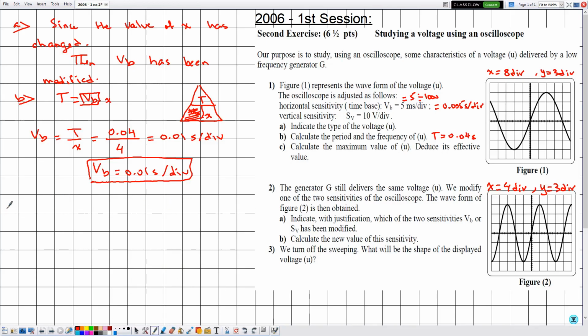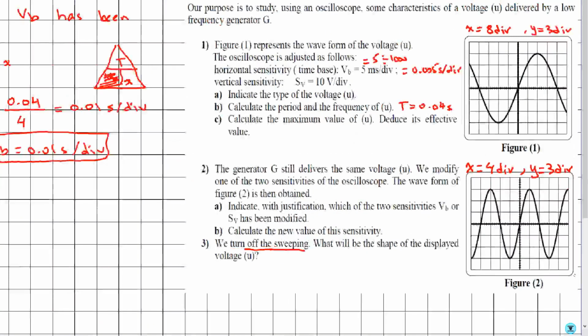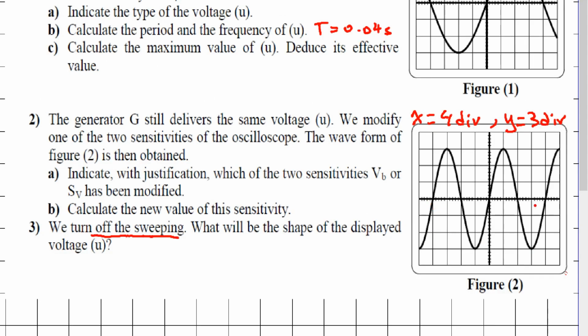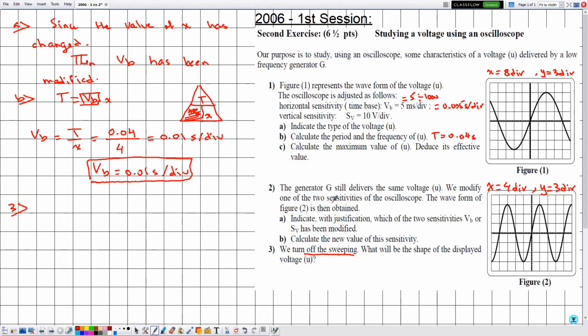Then now we have reached number 3. They are telling me we turn off the sweeping. What will be the shape of the displayed voltage U? Here, the sweeping is responsible for the motion of the waveform from left to right or right to left. So the sweeping is turned off. But knowing that the generator G still delivers the same voltage U, which is alternately positive and negative, whenever the sweeping is turned off, a luminous spot will be displayed either upward or downward, and this depends on the value of the voltage delivered by the generator.